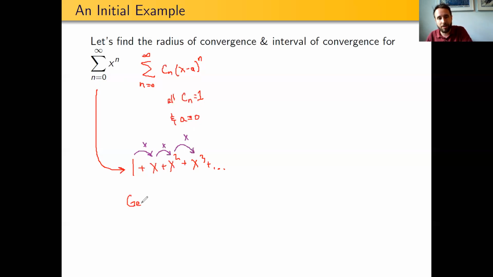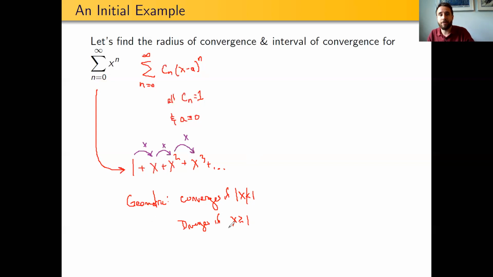Since this is geometric, it converges if our common ratio, r, which in this case is just the value x, is less than 1. This converges if x is less than 1, right? Specifically, if the absolute value of x is less than 1. And I should say it diverges, right? It diverges if x is bigger than or equal to 1, right?